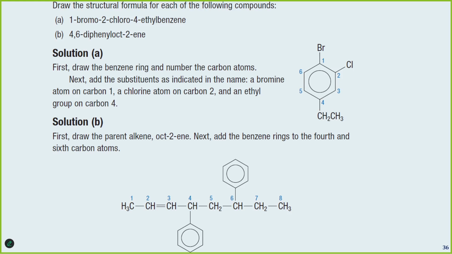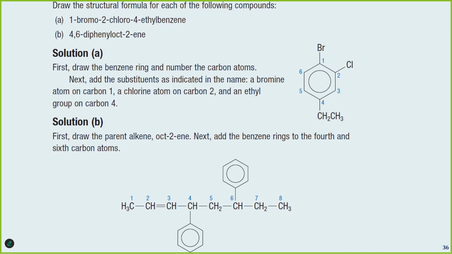Alright, let's have a look at the solution together. For question A, first we draw the benzene ring and number the carbon atoms, right? Next, add the substituents as indicated in the name. A bromine atom on carbon 1 and a chlorine atom on carbon 2 and an iso group on carbon 4. Then we have the structural formula for this compound, which is shown here on top right.